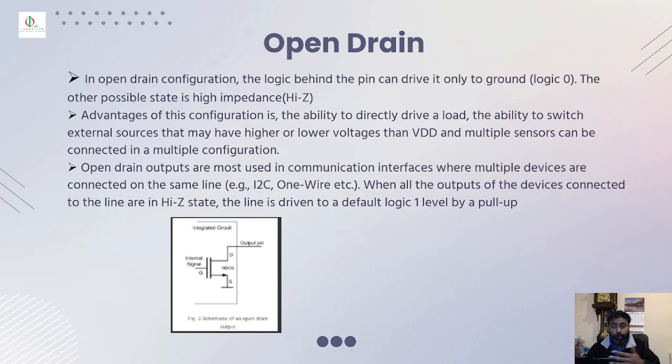When all the output devices connected to the line are in high impedance state, then the line is driven to a default logic level by a pull-up. As I said earlier, high impedance state is when a device is fluctuating between 0 and 1, so it doesn't know which state, and that refers to a high impedance state. And to pull up to close to VDD, you need a pull-up resistor. So that's what is explained in this line.